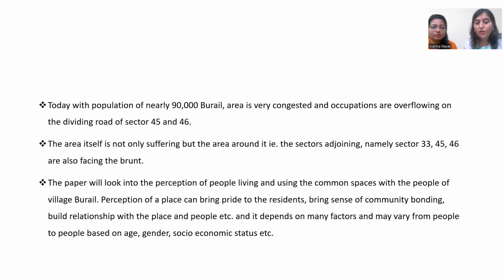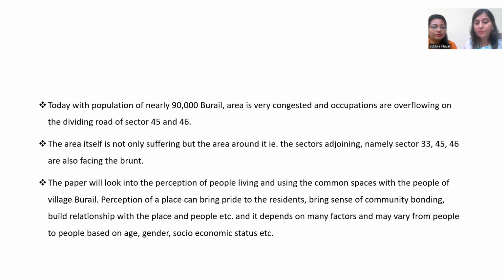The area itself is not only suffering, but the area around it, that is the sectors adjoining, namely sector 33, 45, and 46, are also facing the brunt. The paper will look into the perception of people living and using the common spaces with the people of village Burail.